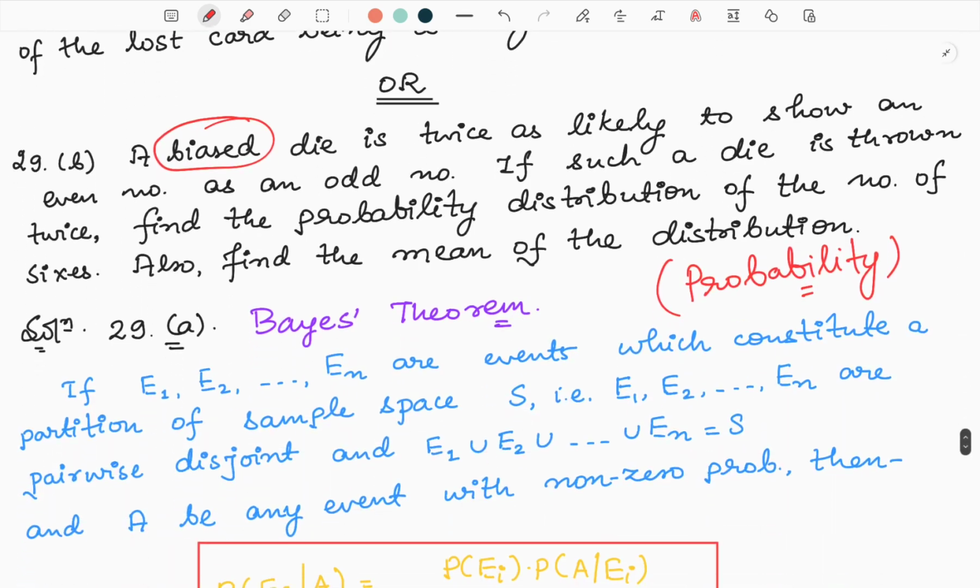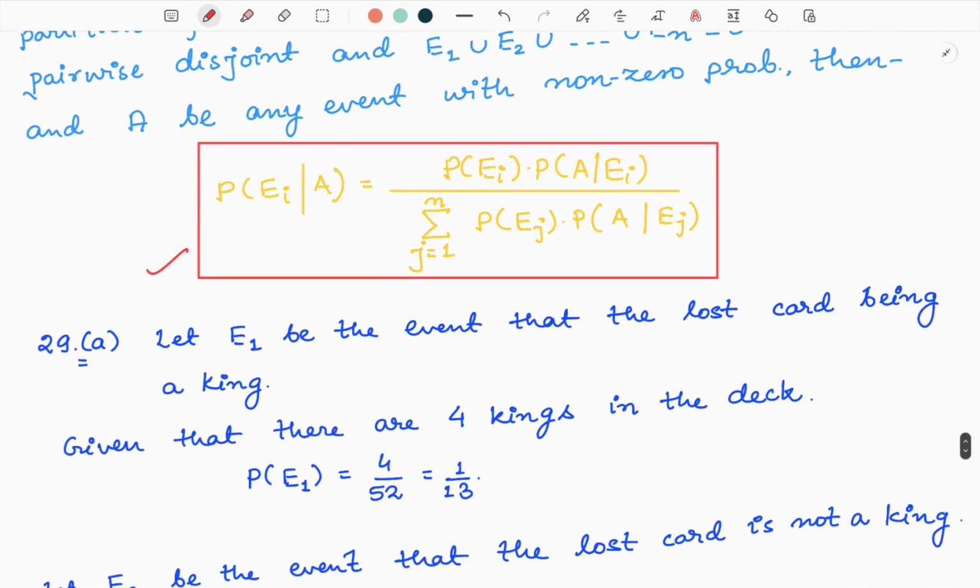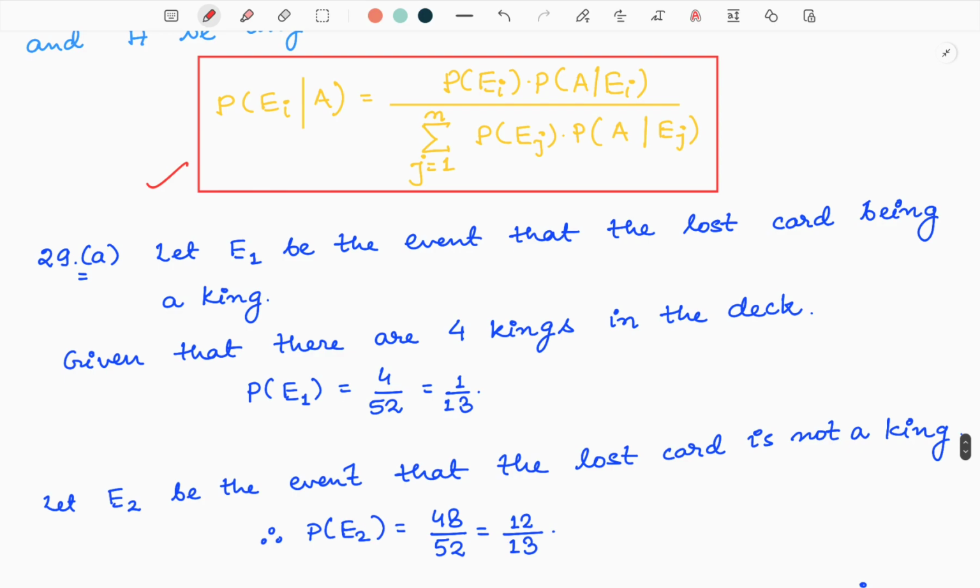Okay, so let us solve. We will take two events associated with the question. The first event is that the lost card is a king, and the second event is that the lost card is not a king. If the lost card is a king, then there are four kings in the deck. Then what is the probability of event E1? It should be 4 by 52, that is 1 by 13, because any of the four kings can be lost. So the number of outcomes associated with E1 is 4, and the total number of outcomes is 52.